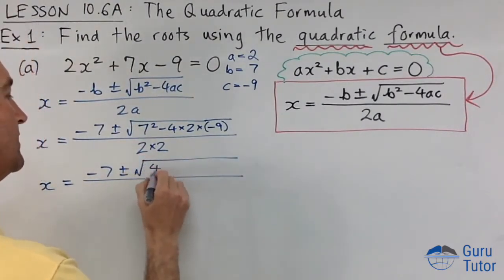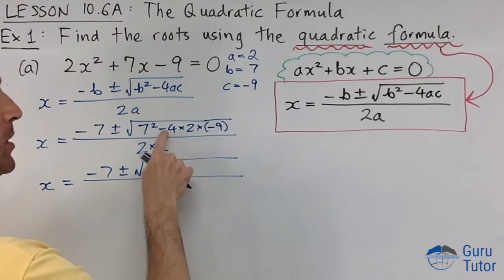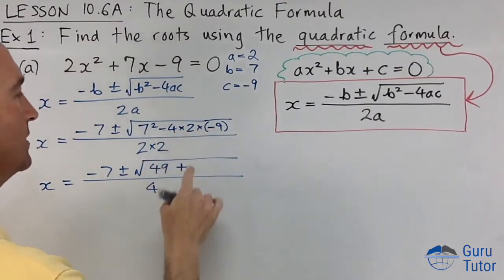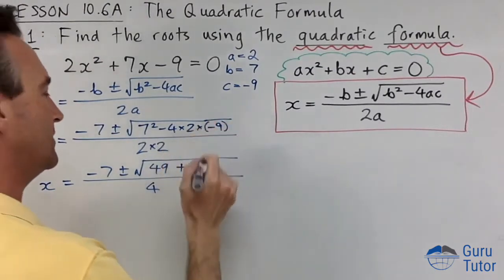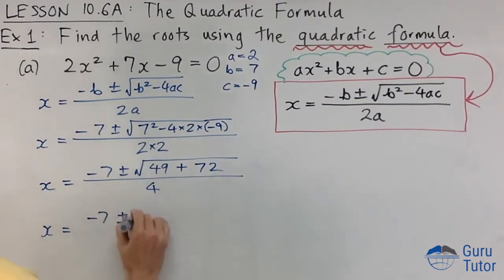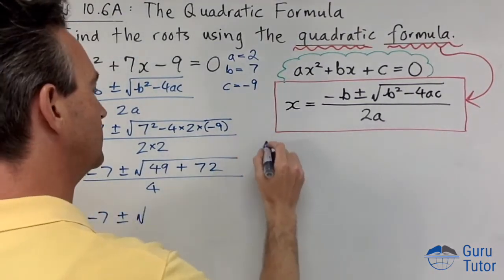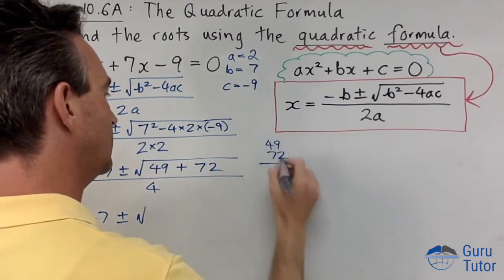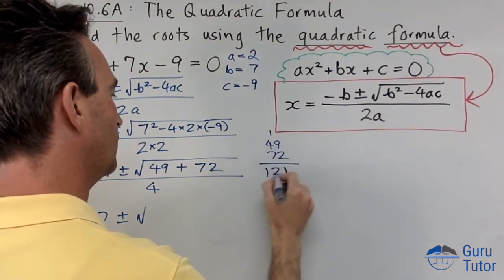7 squared is 49. Now be careful here, we've got a minus times a plus times a minus, so it's going to give us an overall plus. 4 2s are 8, 8 9s are 72. Here we go, it's starting to look a little nicer now. Minus 7 plus or minus the square root of, what's 49 plus 72? 9 and 2 is 11, 1 4 is 5, 1 2 1.